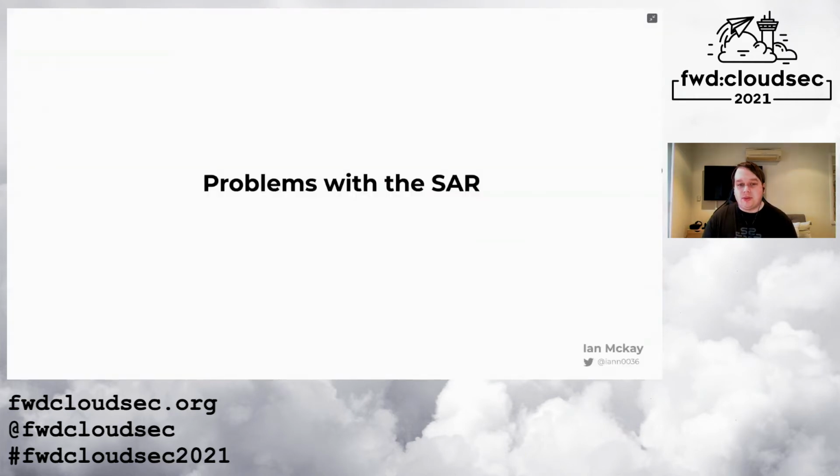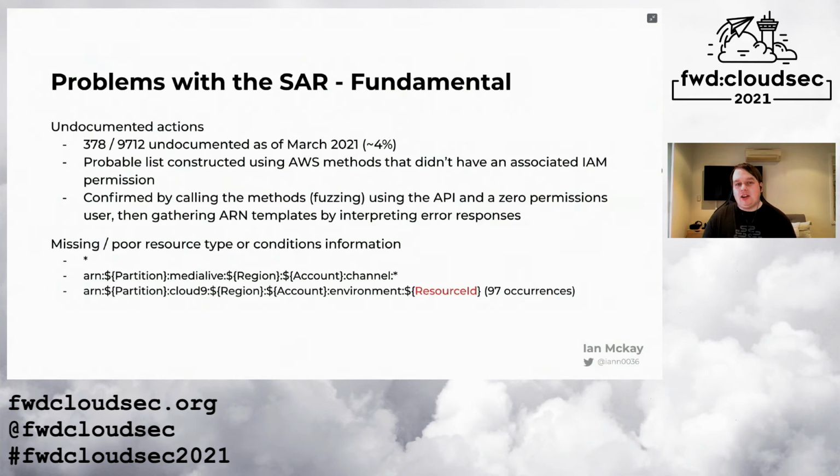Let's talk about some of the problems with the SAR. There are some fundamental problems with the SAR. One of the biggest ones is undocumented actions. As of March 2021, there were at least 378 actions that we discovered missing from the SAR, and that represents about 4% of the ecosystem. This was made by constructing a probable list using the API methods that didn't have an associated permission, and then confirmed by calling these methods, or fuzzing, using the API and a zero permissions user, and then interpreting the error responses.